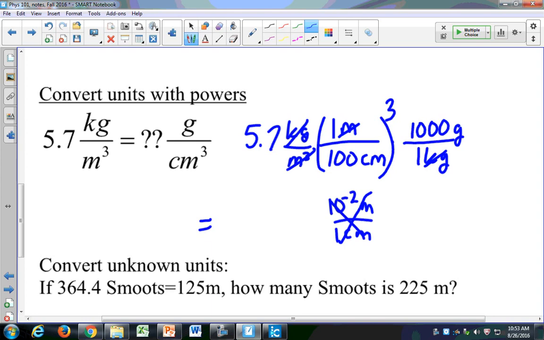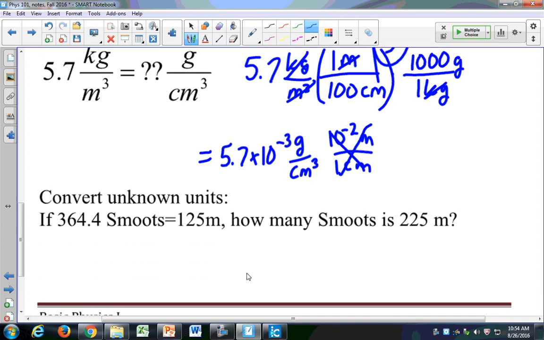And that works out to be 5.7 times 10 to the minus 3 grams per cubic centimeter. Don't forget the power there. If your units are cubed, you have to cube the conversion factor for those particular units. Okay, and then sometimes we might just have unknown units.